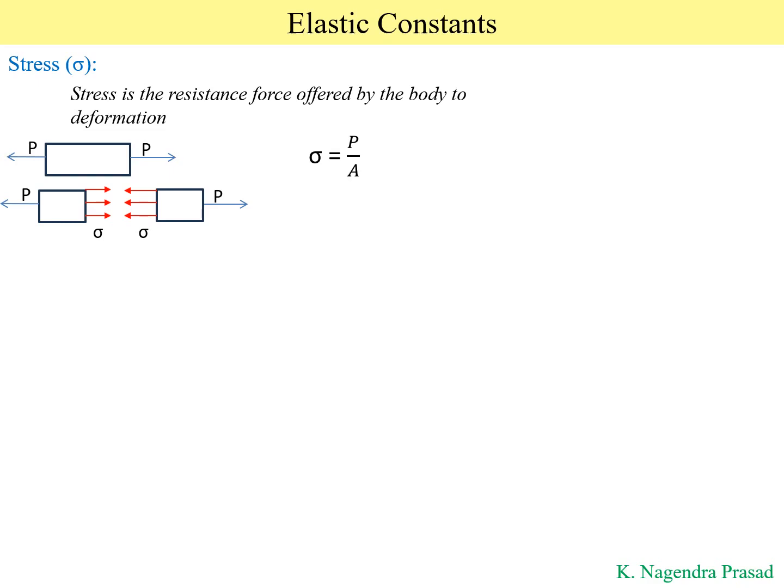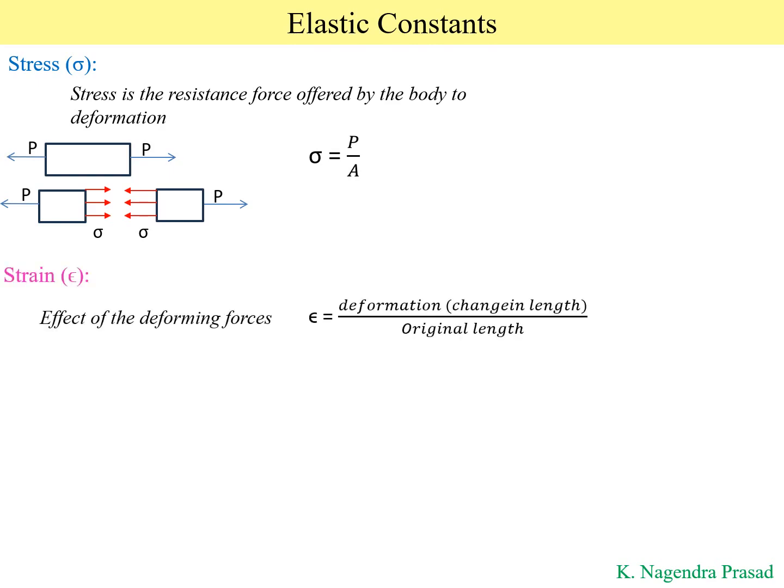Then internally it will generate resistance forces. Then the stress sigma is defined as the internal resistance force divided by the cross-sectional area, that is, sigma equal to P by A. And strain is the effect of the deforming forces, which is nothing but deformation per unit length. So strain, epsilon, equals the change in dimensions, it may be the change in length, divided by the original length.